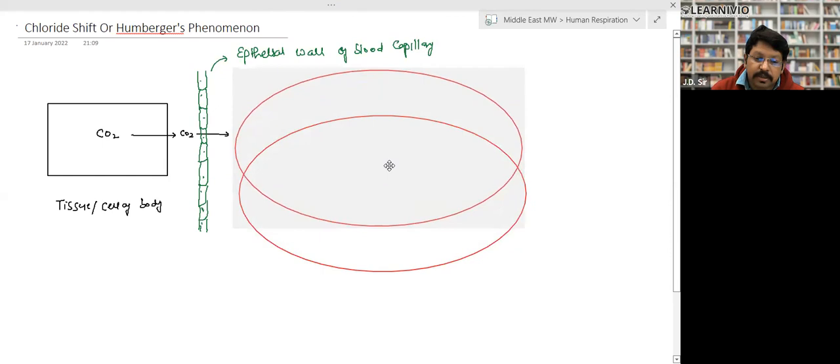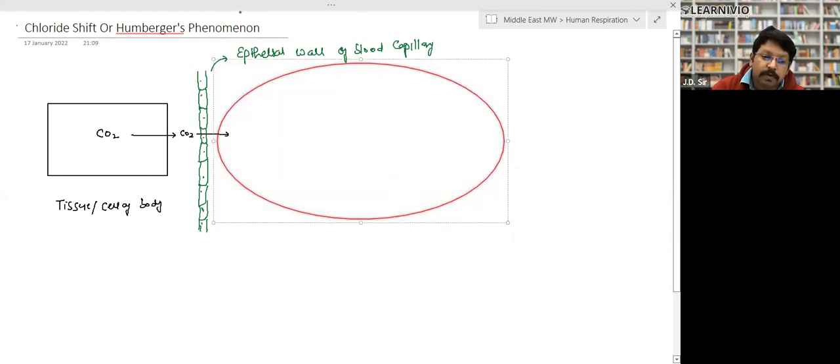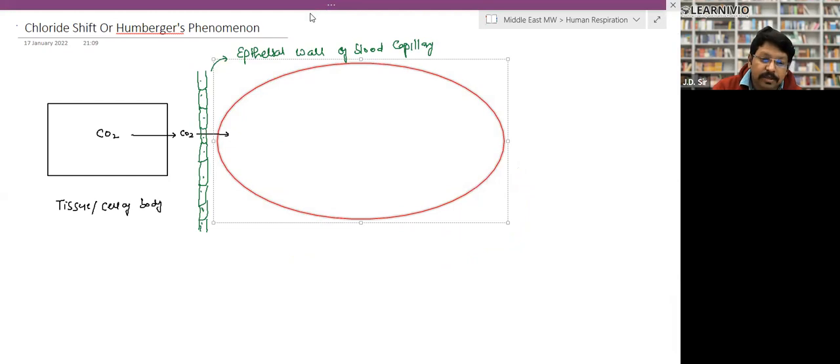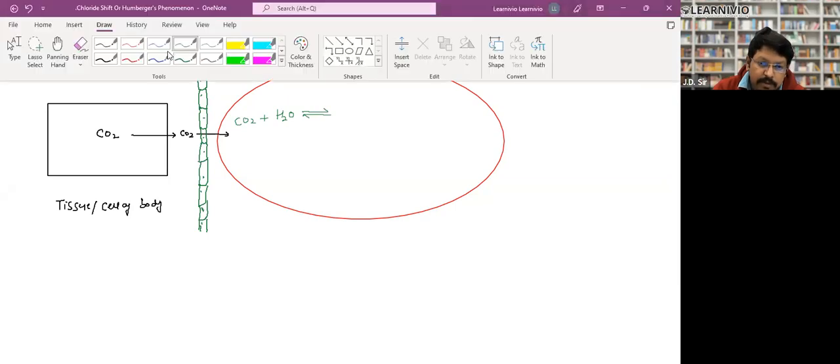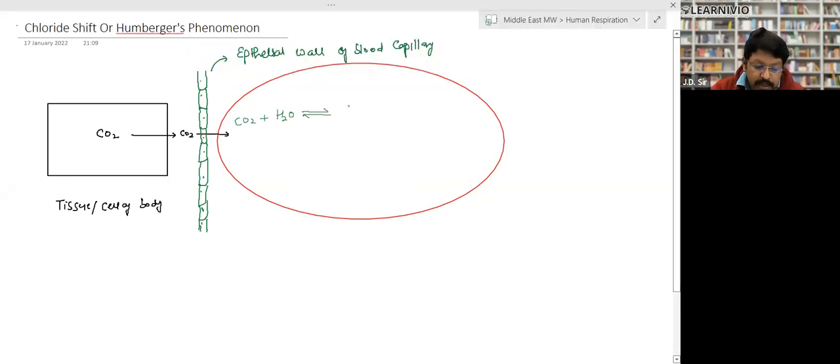Now inside the RBC, a phenomenon will take place. And what is that phenomenon? That phenomenon is called chloride shift. Now we are going to discuss the chloride shift. What will happen? This carbon dioxide will go inside the blood capillary. Inside the blood capillary, carbon dioxide, as we have already discussed, in the presence of carbonic anhydrase, will react with H2O, means water, and a reversible reaction will take place. That reversible reaction forms another component, and this component is H2CO3, means carbonic acid. So formation of H2CO3 or carbonic acid will take place.